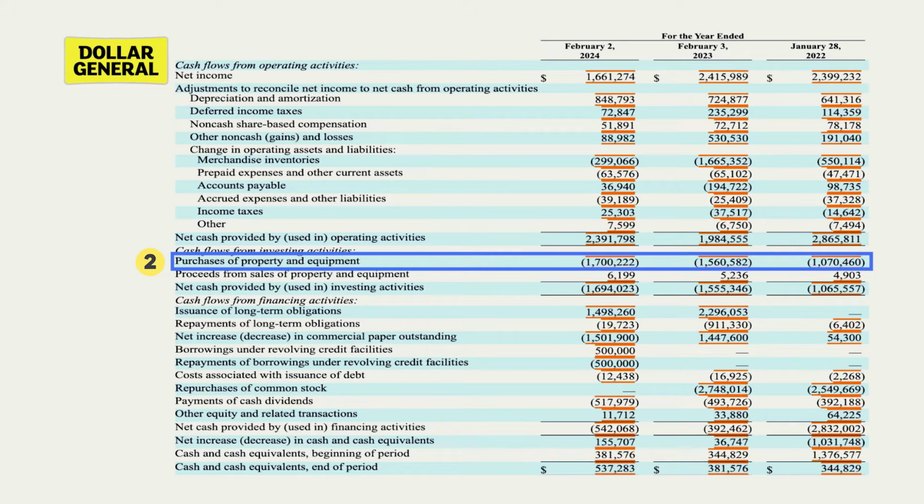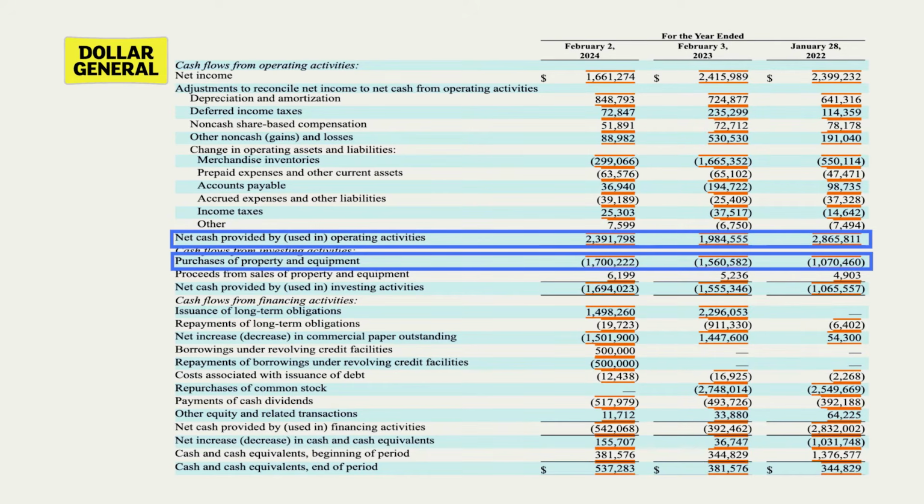The second number to pay attention to here is the company's spending on capital expenditures, which it calls purchase of property and equipment. This figure was just $1 billion in 2022, but it's increased to $1.7 billion in 2024. This is most likely money spent on building and opening new stores.